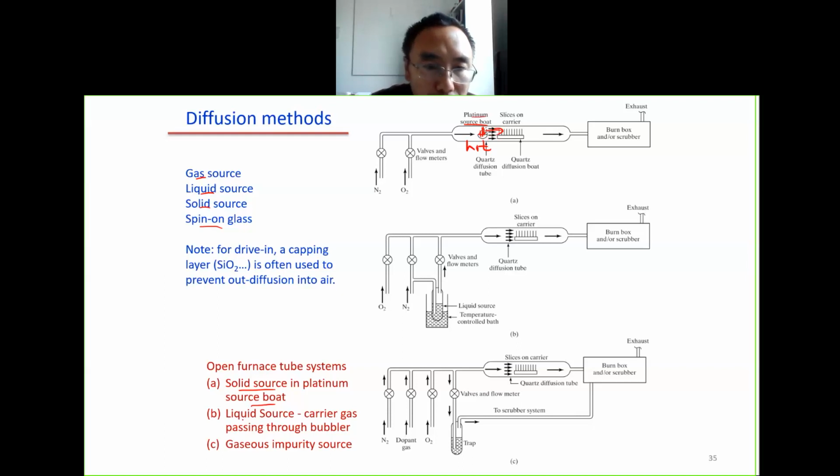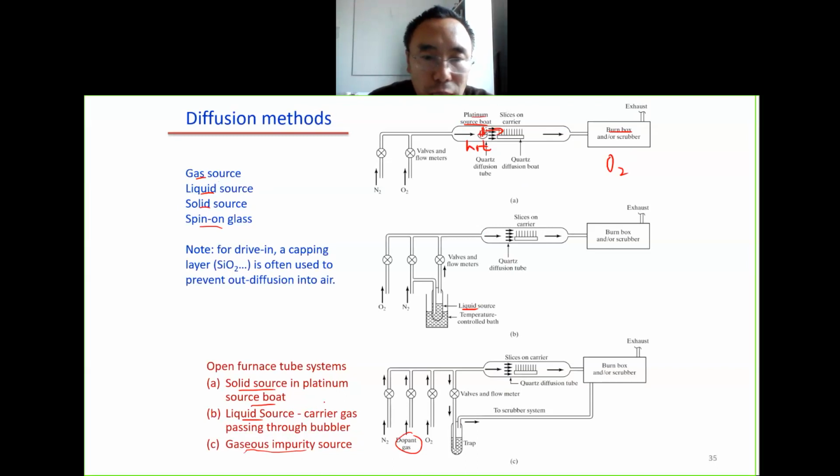The second one is the liquid source. In this case, we have nitrogen bubble through the liquid, then come to the wafer. The third one is the gaseous source. Here the dopant gas comes to the wafer to dope the wafer. Afterwards, we have this burn box. We use oxygen to burn away the toxic material, then it goes to the exhaust.